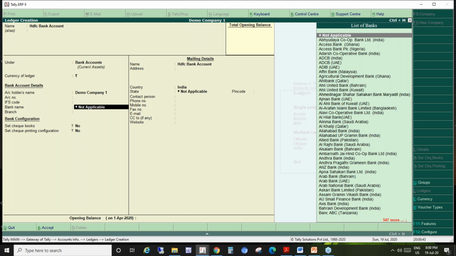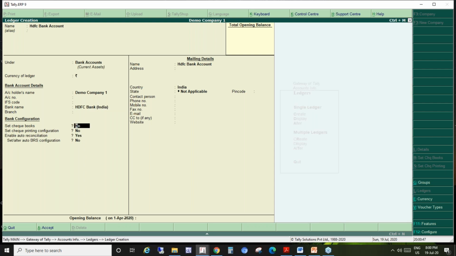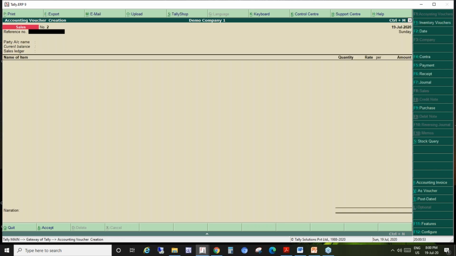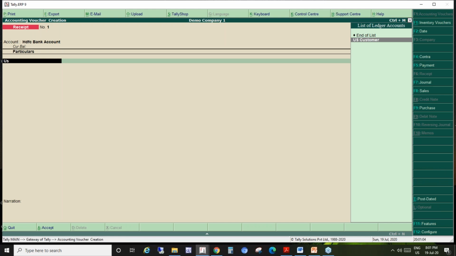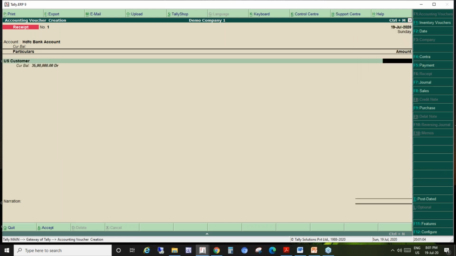F6, HDFC bank account, and from here I can see the party name from whom I am receiving. Again, what is the amount that I am receiving? First, let me take an example: suppose I am receiving the full amount, USD 50,000.